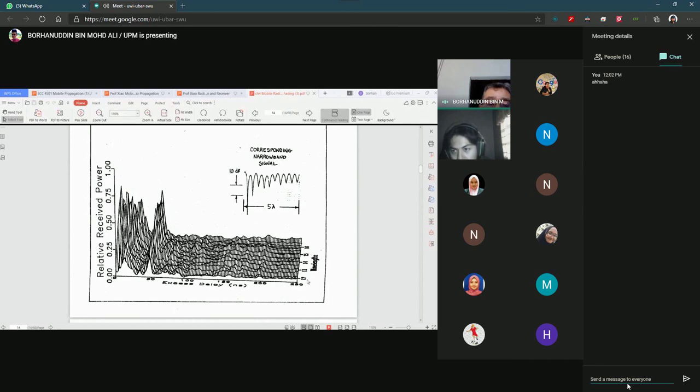If you're seeing from this direction, you can see some signals, and then you can see fading at certain wavelengths, and they fluctuate over a certain wavelength.